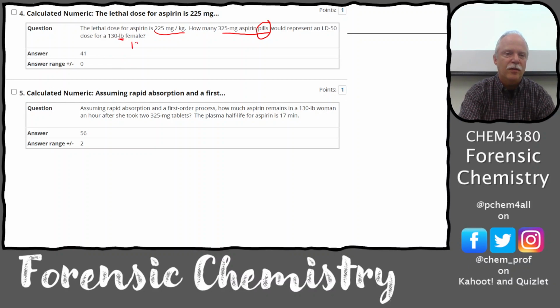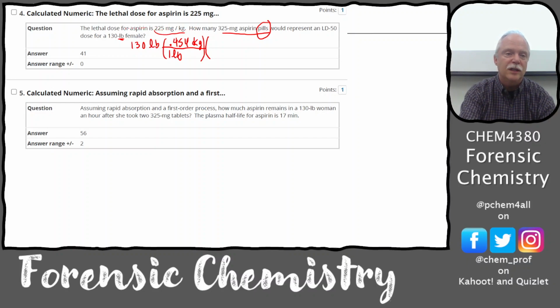I'm going to say, okay, 130 pound female. And then I'm going to convert that to kilograms, because I've got this dose here. 1 pound is 454 grams, so that's 0.454 kilograms, and that's on the periodic table that we have. So in your test packet, you'll have that conversion on the periodic table. So that's kilograms, and then I've got this that converts it over to the LD50 dose. Okay, lethal dose.